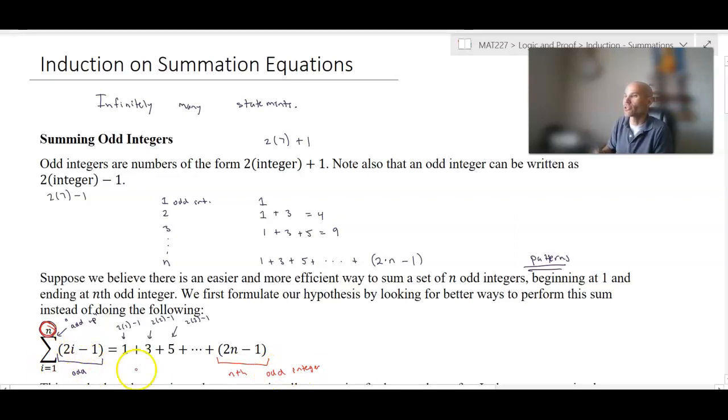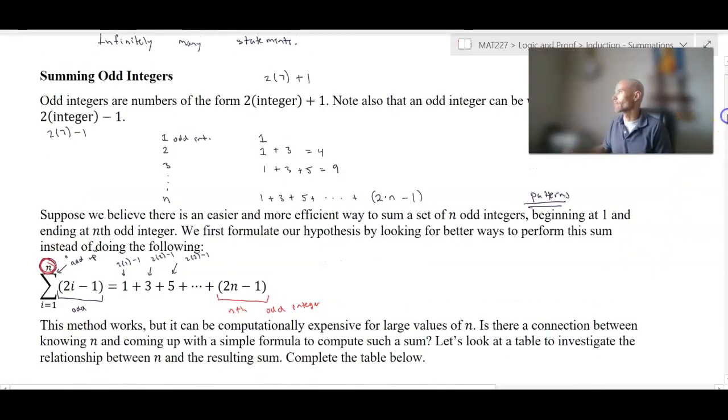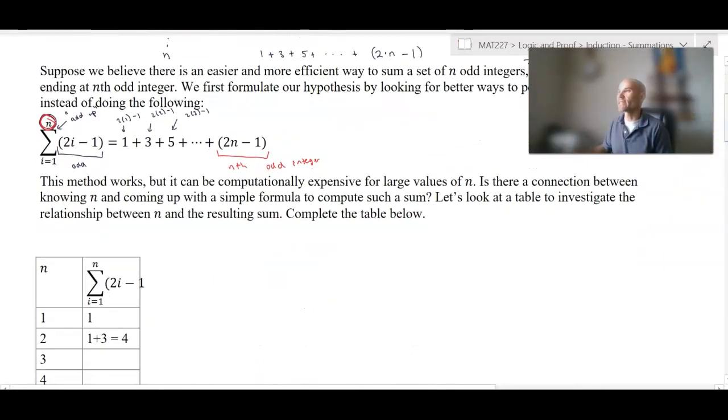Okay, so the summation just compacts all of that into a simple notation, just like when you say H2O, that's a simpler way to say water. And in mathematics, we also use abbreviations like that. All right, well, let's investigate this further.